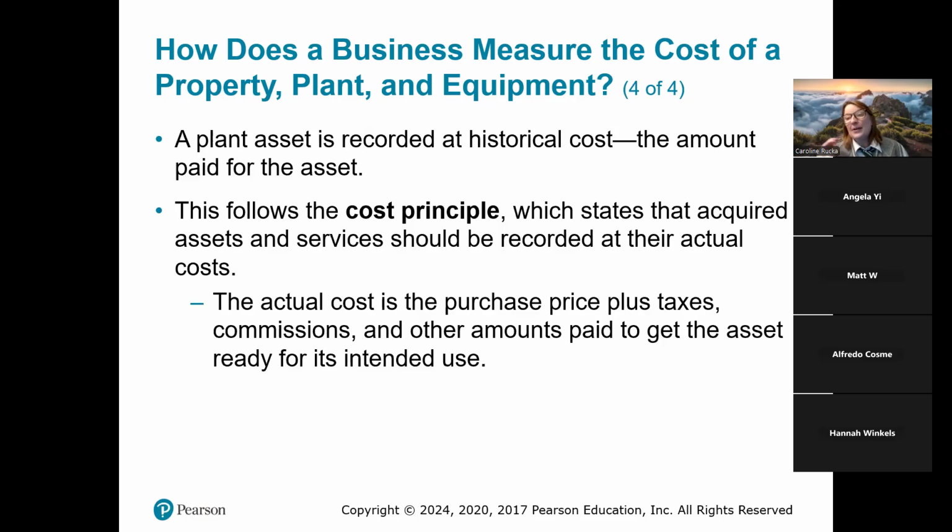Now, if we're talking about a vehicle, there is more than just the sticker price, right? We also have the taxes, the title, the license, the delivery costs if we had it dropped off at our front door, those kinds of things. All that gets bundled into the cost of the item on the books, okay?